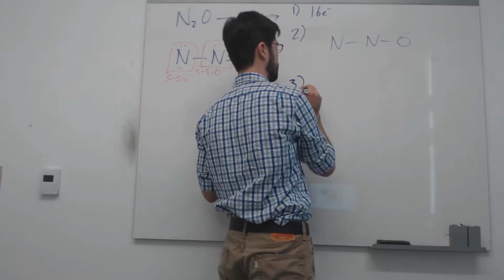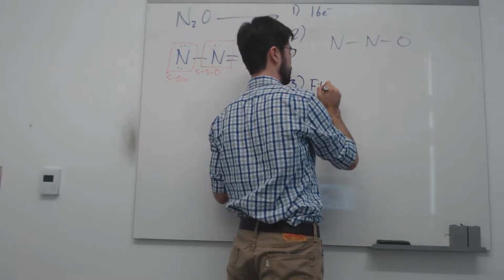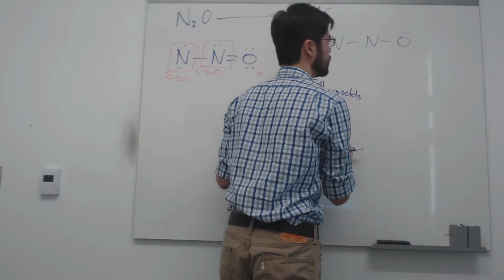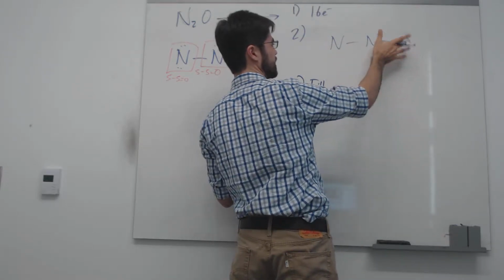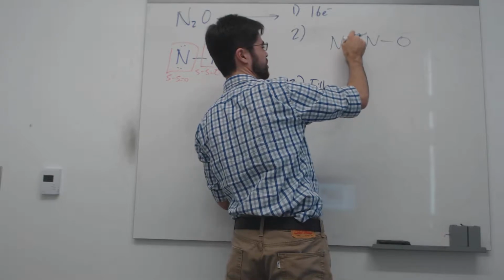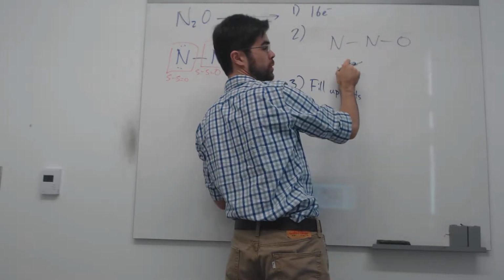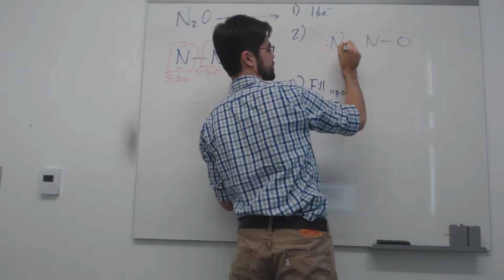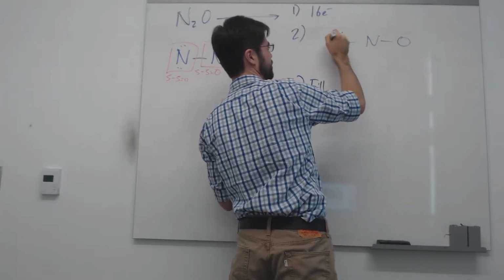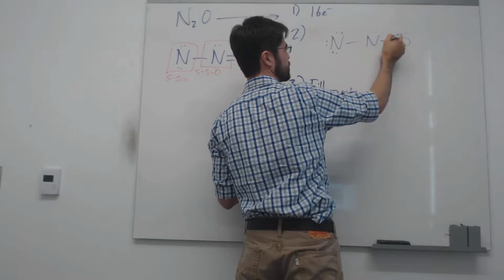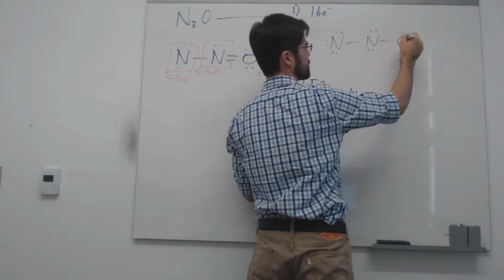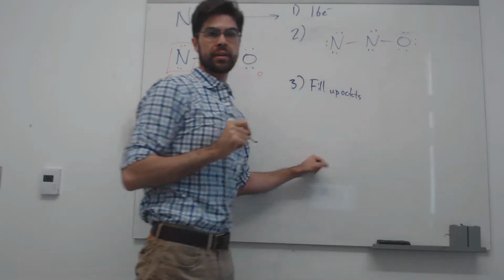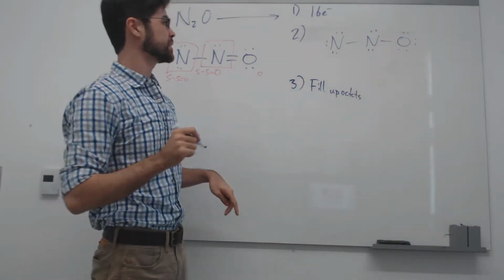Then the third part is to fill up octets. I've already got some electrons here. This nitrogen already has 2 electrons. So if I fill up its octet, 1, 2, 3, 4, 5, 6, 7, 8, and the same for the others. Okay, now everything has an octet, and things are connected correctly.